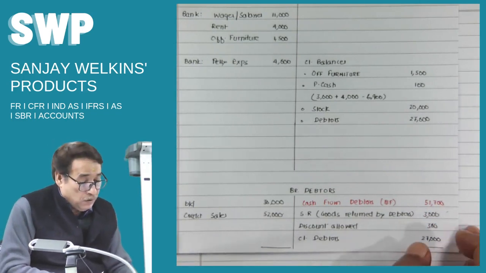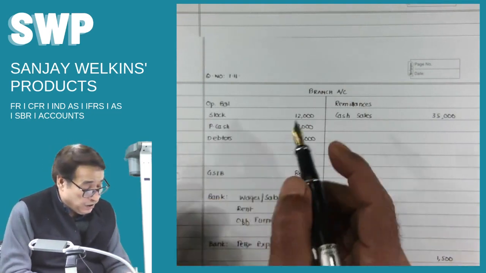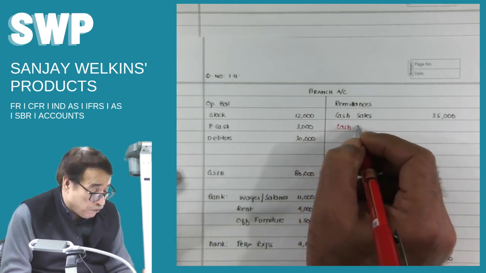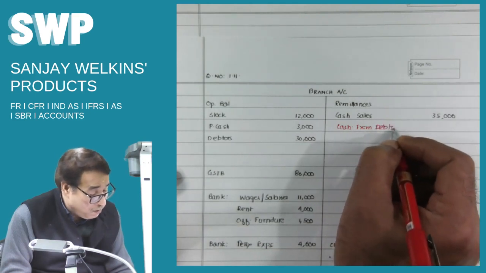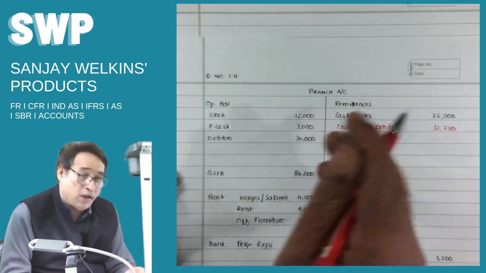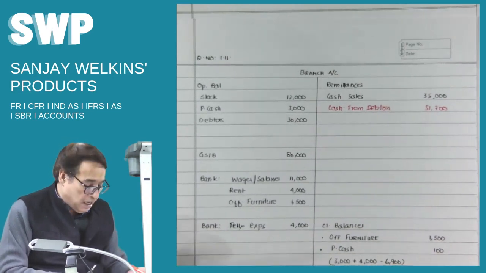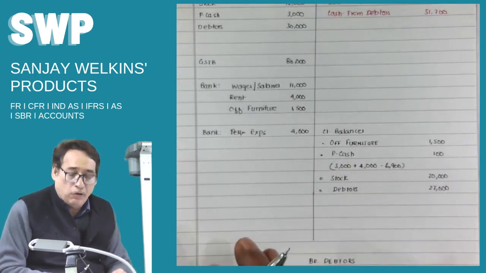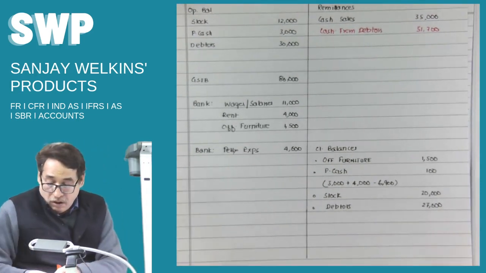51,700. Is it clear to you? And this 51,700, I will also write over here, cash from debtors, 51,700. Now, if this would have been a normal question, that means if this question would not have belonged to invoicing category, I could have computed my profit. But the problem is that this question belongs to invoicing category. So now I will explain the exact formations for invoice.